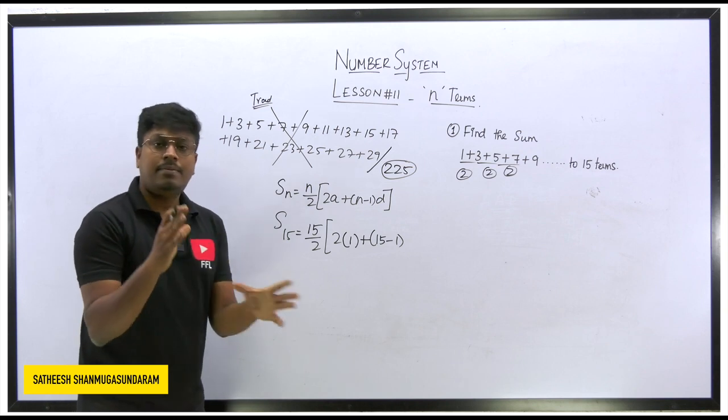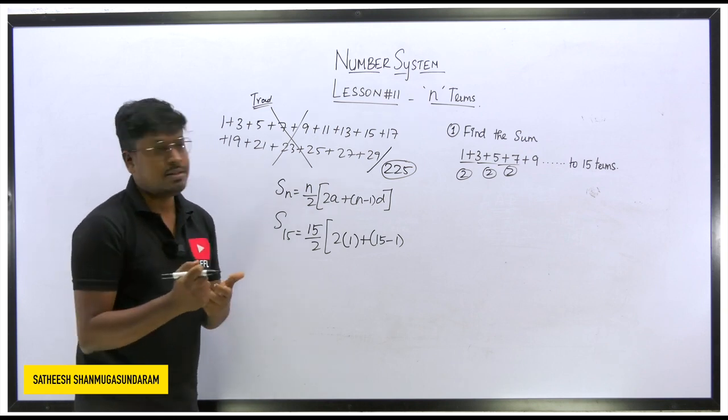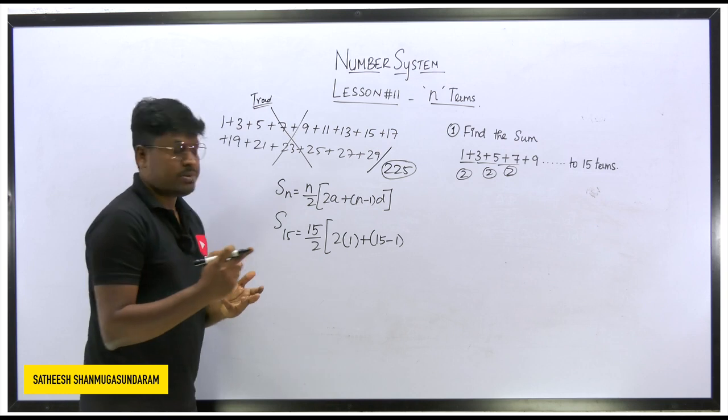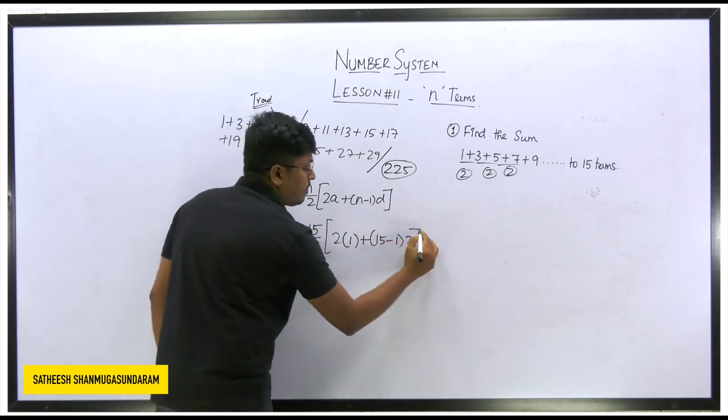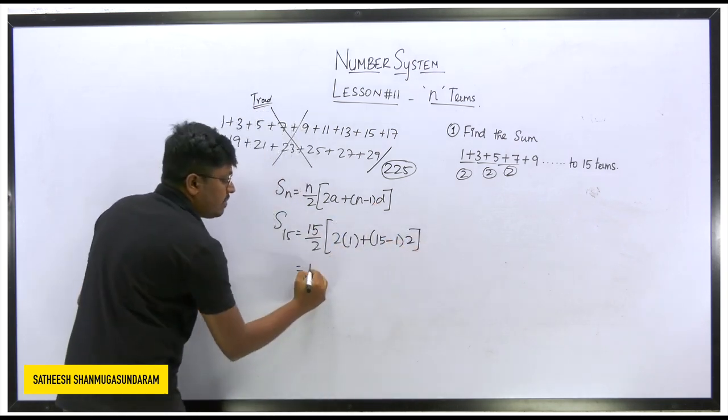So always remember, take the first two terms and find the difference. So 1 and 3, the difference will be 2. The value of d will be 2. So just solve this equation, you will get the final answer.